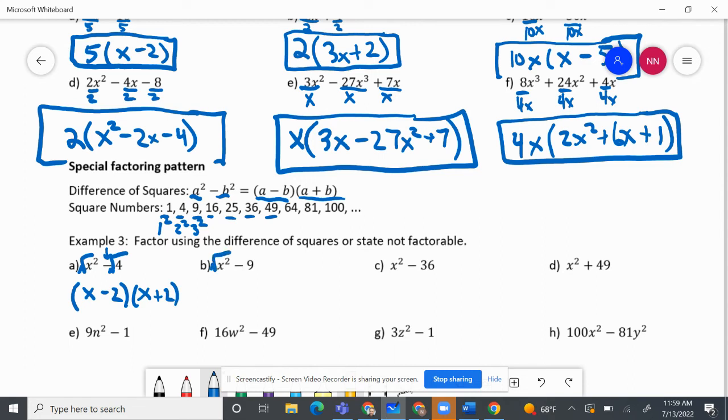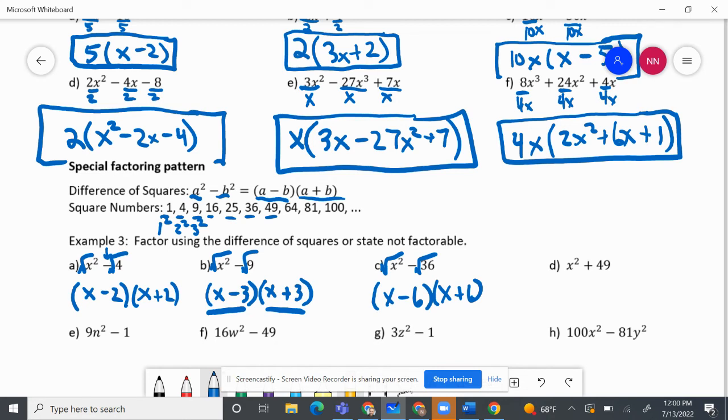For the next one, notice that we can take the square root of each one. So that becomes x minus 3, because the square root of 9 is 3, and x plus 3. One of the binomials has a subtraction sign. The other one has an addition sign. If we look at the next one, if we take the square root, it would become x minus 6 and x plus 6. Now, this next one, notice that it doesn't have a subtraction sign. It only has an addition sign. So this difference of squares only works if it's a difference. So this is not going to work, so it's not factorable.